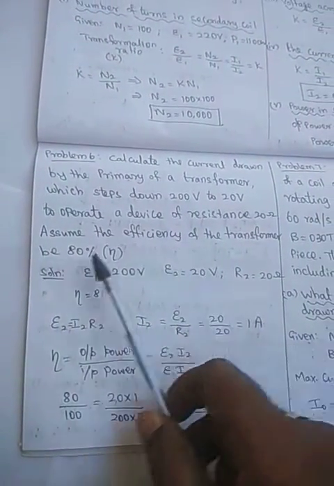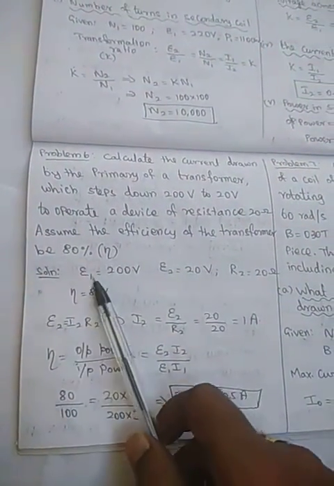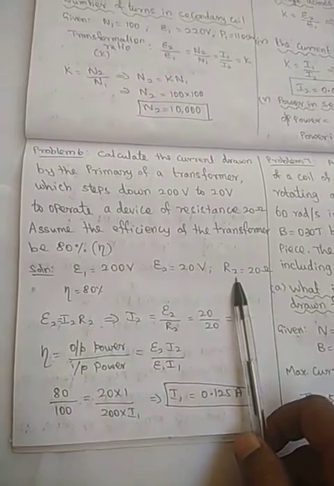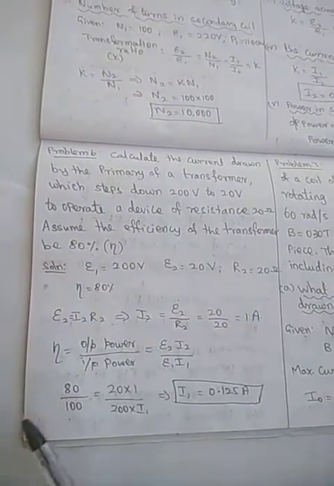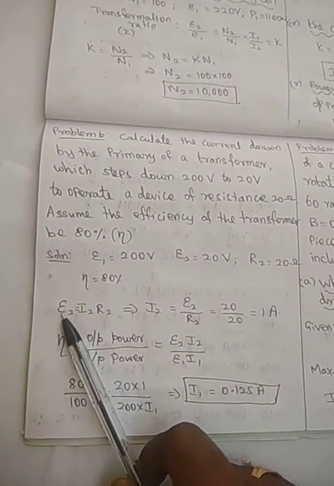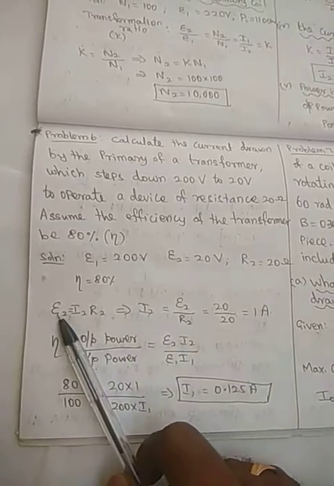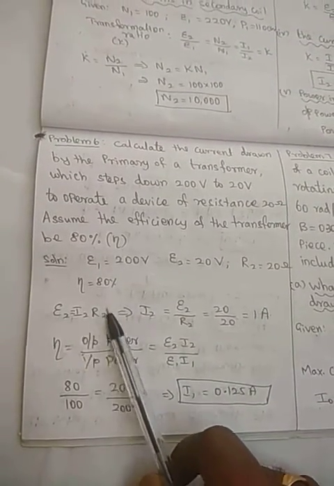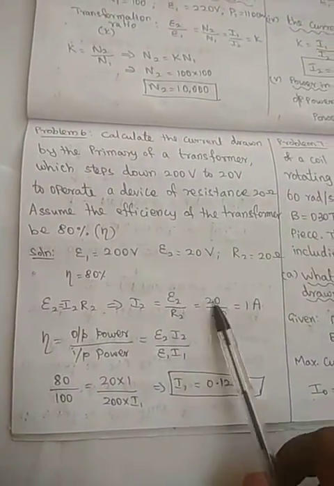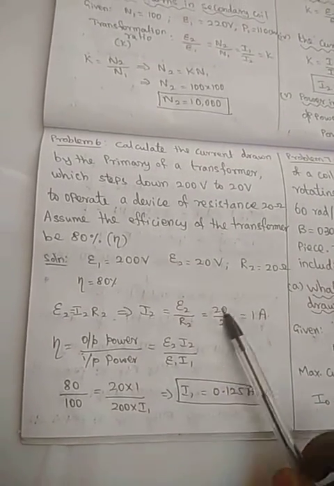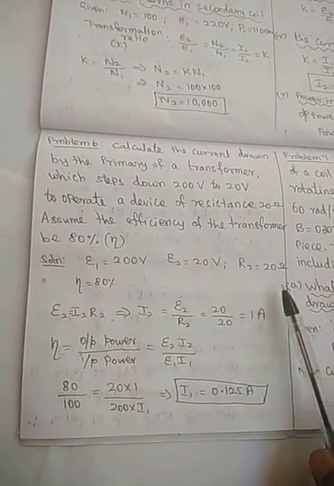So assume that the efficiency is 80%. E1 is given, E2 is given, R2 is given, then the efficiency is given. So E2 is equal to voltage, V is equal to IR. So E2 is equal to I2R. Then I2 is equal to E2 by R. We get 20 by 20, 1 ampere. So the current in the secondary coil is 1 ampere.